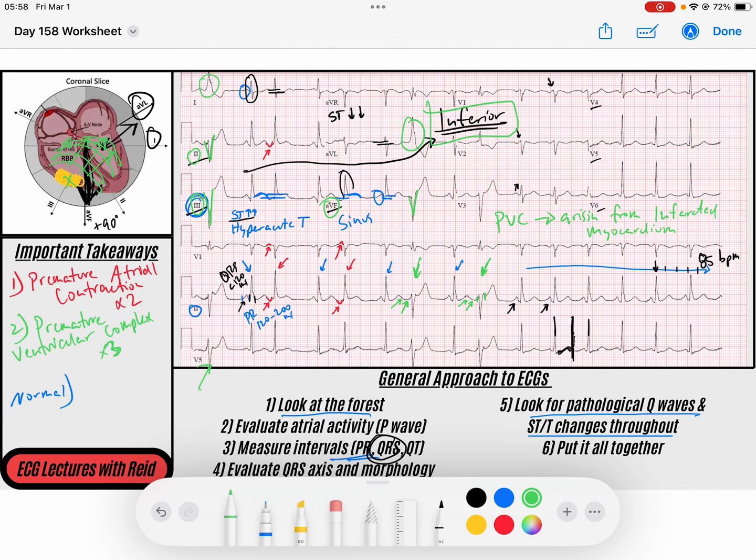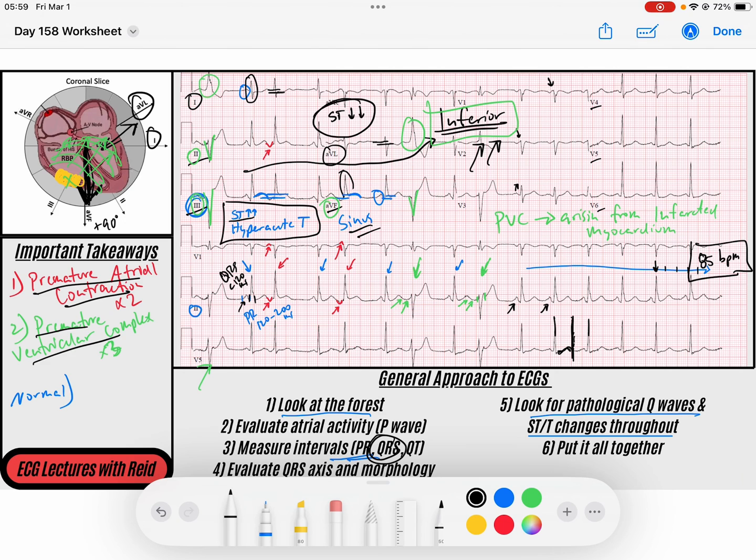So, alrighty, let's kind of put this all together. What do we have? We've got a sinus rhythm at a rate of 85 beats per minute. We have ST segment elevation and some hyperacute T waves in the inferior leads with reciprocal ST depression in my high lateral leads, 1 and AVL. I've got 2 premature atrial contractions and 2 or 3 premature ventricular contractions that seem to be arising from the inferior portion of the myocardium.